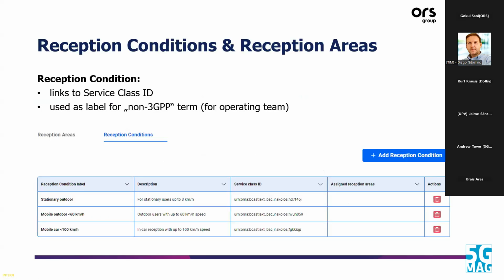We also have two different names for traditional things. So we have something we call reception condition that links basically to the service class ID of 3GPP. And we use it as a label for a non-3GPP term for the operating team. I will show you that in a minute, but you see already there is a label which is readable, like we call it stationary outdoor, mobile outdoor until 60 kilometers per hour, with a description. And this is linked to the service class ID, which is used internally by the core.